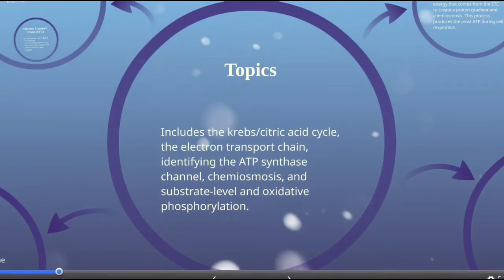The topics include the Krebs or citric acid cycle, the electron transport chain, identifying the ATP synthase channel, chemiosmosis, and the substrate level and oxidative phosphorylation.